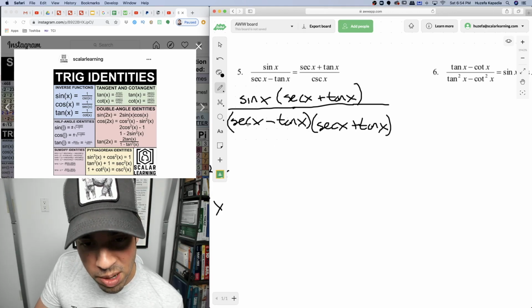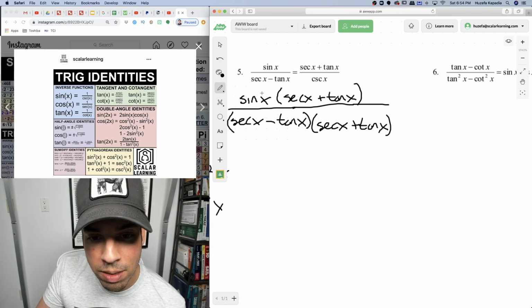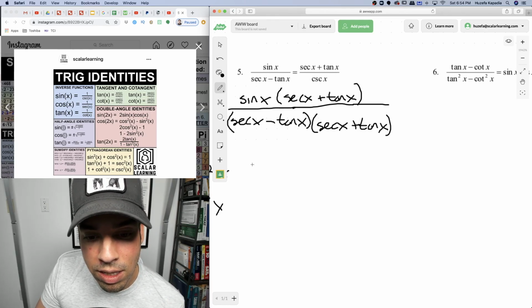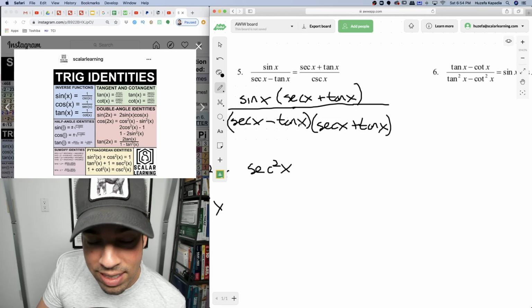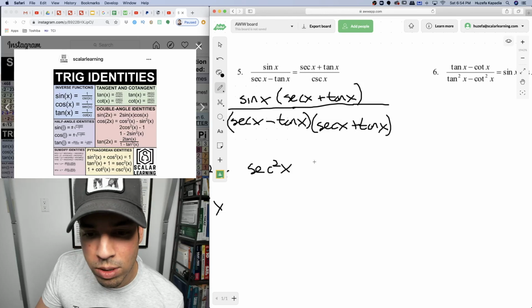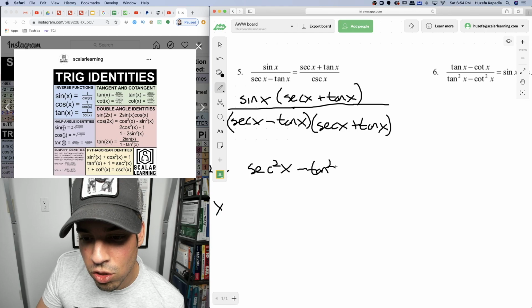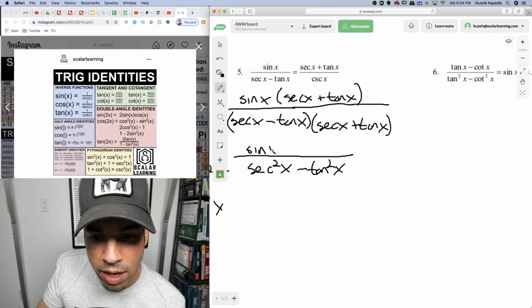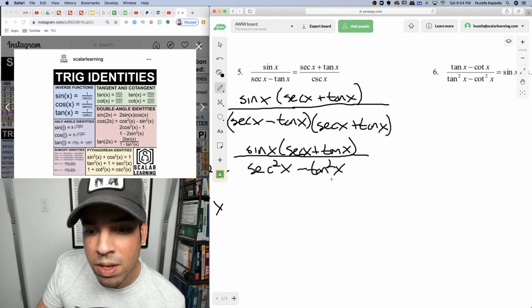This bottom's actually not looking so bad because it's essentially like a difference of squares factored out. When we FOIL the bottom, I'm going to leave this sine of x out in front, and I think you'll see why in a second. So if I FOIL this, I get secant squared x. Then I get secant tangent positive, secant tangent negative. Those middle terms cancel out as we have with the difference of squares. Then those multiply each other: tangent times tangent is minus tangent squared x. And on top, I'm just going to leave everything like this: sine of x times secant x plus tangent of x.